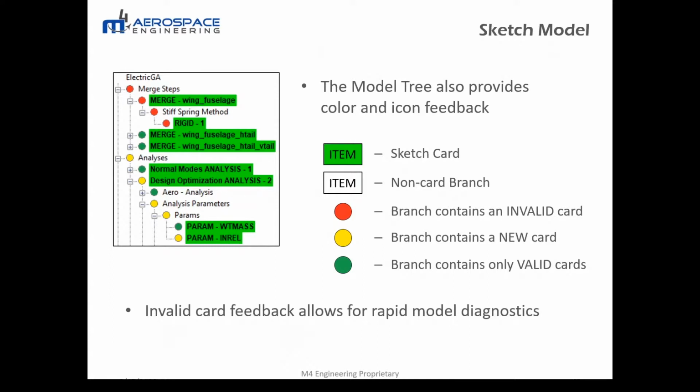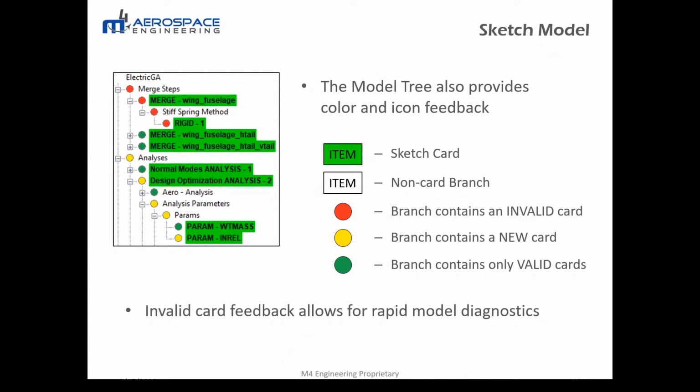Furthermore, the model tree is color-coded to help troubleshoot any problems with the sketch model. Within the tree, all sketch cards are highlighted in green, while branches that are simply for organizational purposes are not highlighted. Then the colored circles can be used to locate any potential problems with the sketch model.